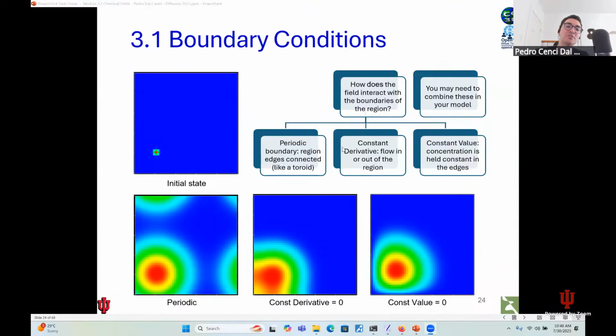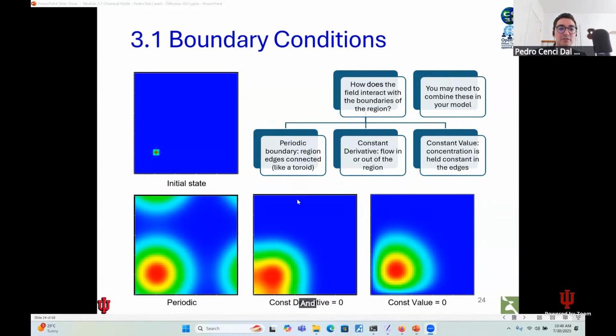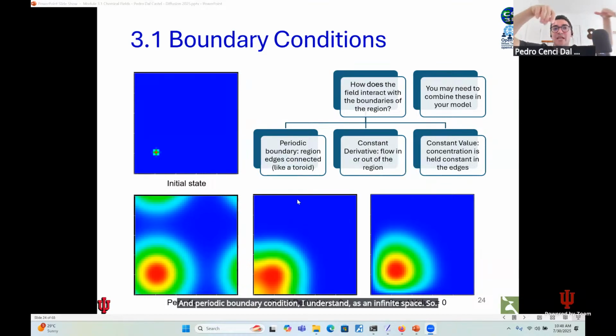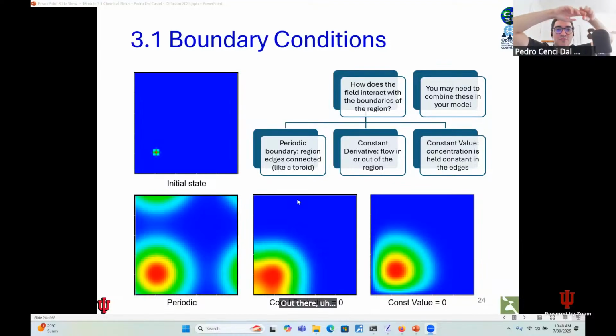Constant derivative 0, I understand as the wall. So the wall is not allowing chemicals to escape or get in. And periodic boundary condition, I understand as an infinite space. So if there are many people out there with their candles on, I would use periodic boundary conditions for that purpose.